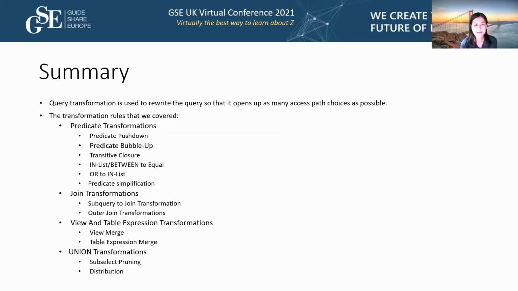In summary of Db2 for z/OS query transformation, the purpose of query transformation is to transform a query so it can open up as many access path choices as possible. We have many types of transformation in Db2 for z/OS, but the ones we went over today are predicate transformation, join transformation, view and table expression transformation, and union transformation.